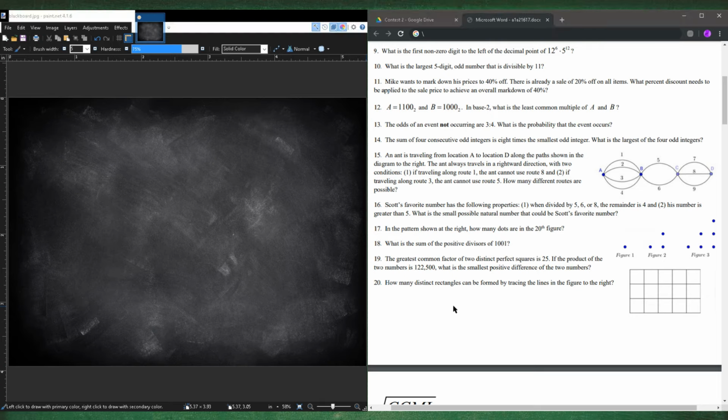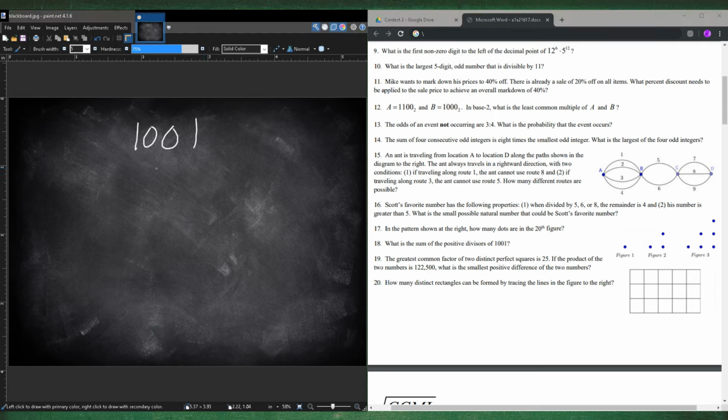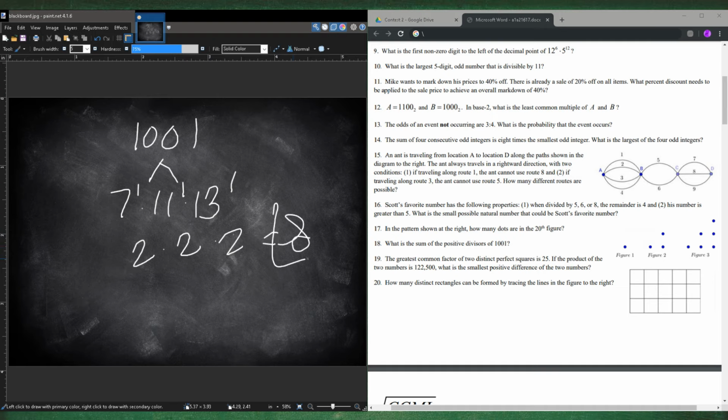How do you know that there are 8 factors? Basically, when you factor 1001 into 7 times 11 times 13, you just add 1 to every single exponent. So that's 1, that's 1, that's 1. Add 1 to 1 is 2, add 1 to 1 is 2, and add 1 to 1 is 2. And you multiply them all together, it's 8. So there should be 8 positive factors. That's how I know I didn't miss one of them.